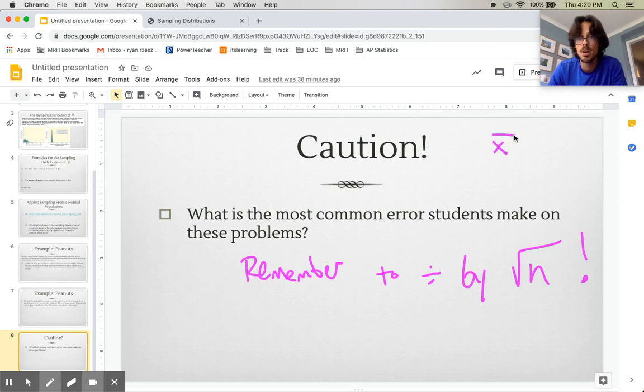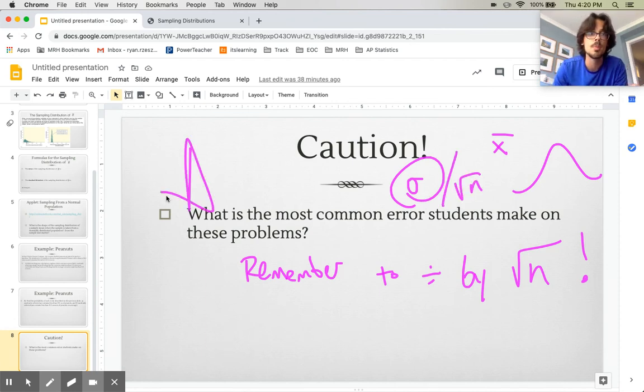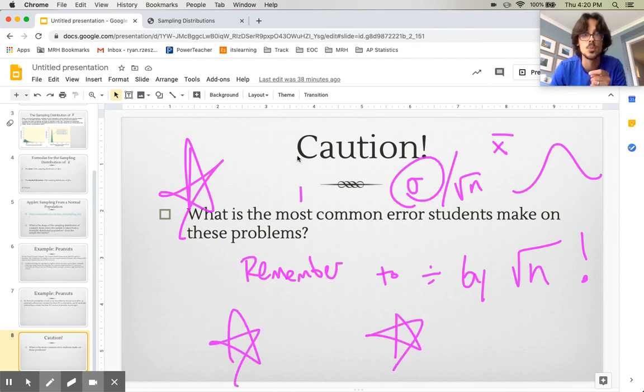It's an X bar problem. You're looking at the graph and they just grab the sigma from the population. They forget to divide it by square root of n. So don't make that mistake. You totally will. So prove me wrong and don't make it. It's really a big deal.